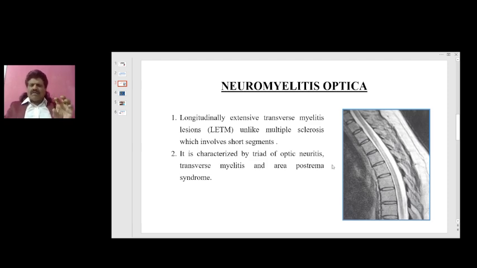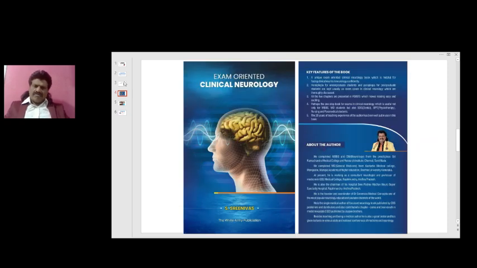So neuromyelitis optica has a peculiar tendency to affect the area postrema, resulting in hiccups and vomiting. Neuromyelitis optica is characterized by longitudinally extensive transverse myelitis, and by optic neuritis, transverse myelitis and area postrema syndrome. So these are all the important concepts of immune-mediated spinal cord disorders.